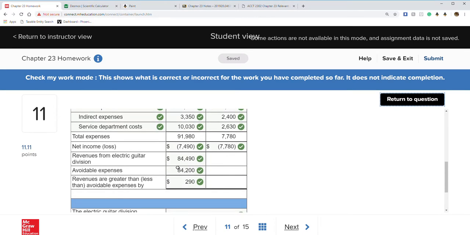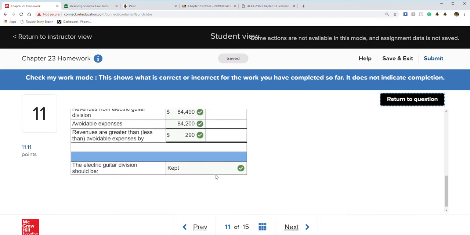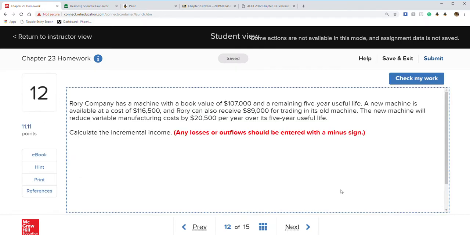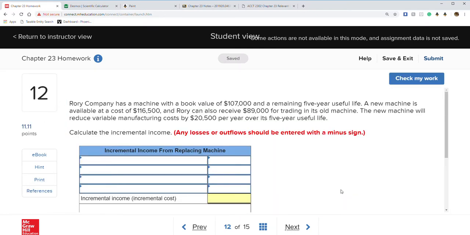Then they want you to re-put the revenue, add up your avoidable expenses, and see if you got an income or a loss. Again, if you happen to have a loss, it should be basically gotten rid of. If you have an income like I do, you keep it. Okay? So that's question 11. Not too bad. Okay, so now we're dealing with Worry.